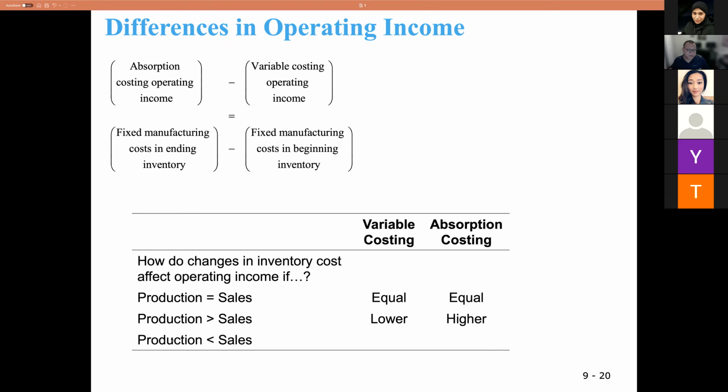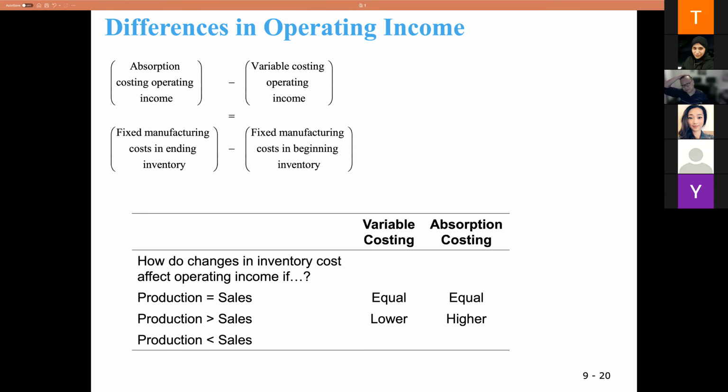Okay, what about production is less than sales? Which costing will have greater operating income? This question is given, right? You know the answer.